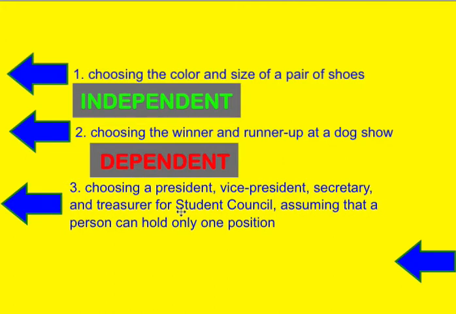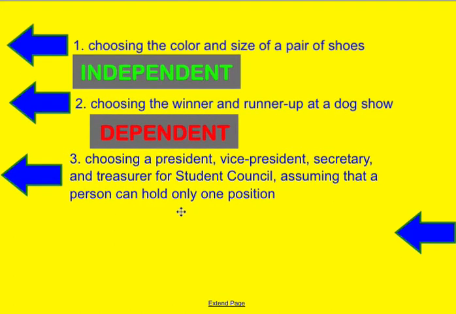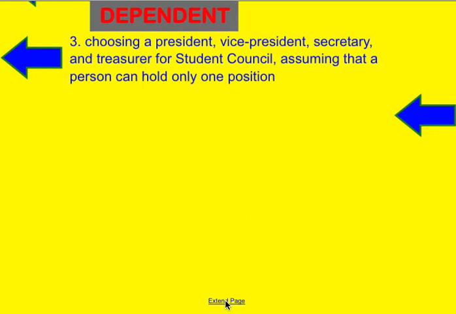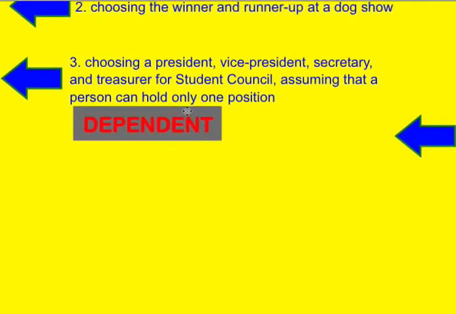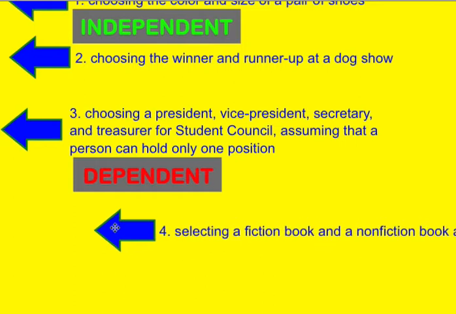The next one is choosing a president, vice president, secretary, and treasurer for student council, assuming that people can only hold one position. Well, if you think about it, if first you choose the president, then you have one less person that's able to be the vice president. So that's dependent because once you choose one, it could affect the other.